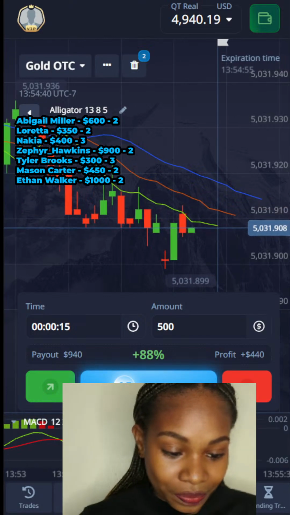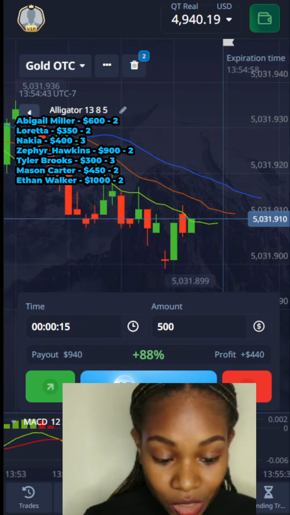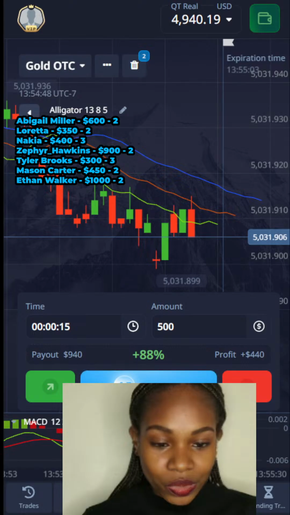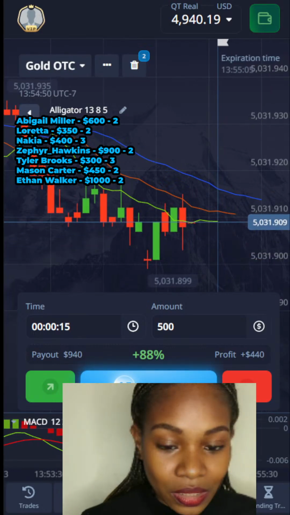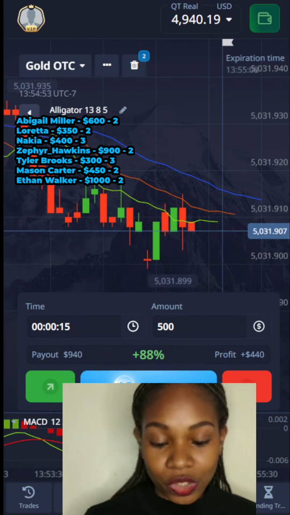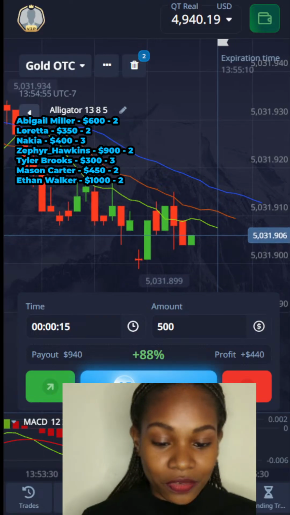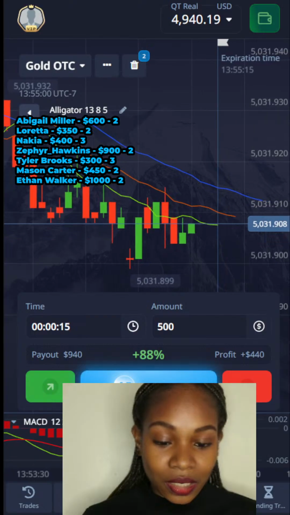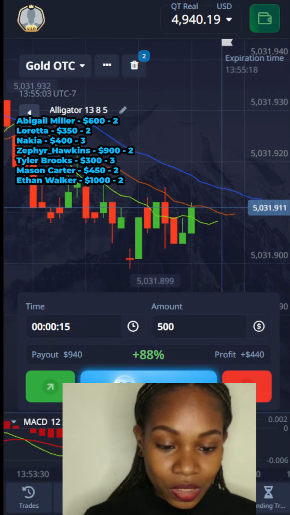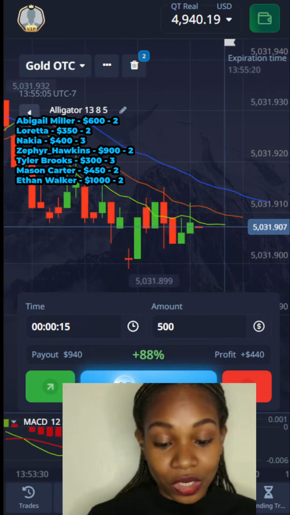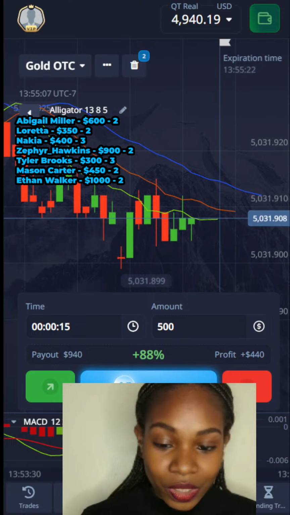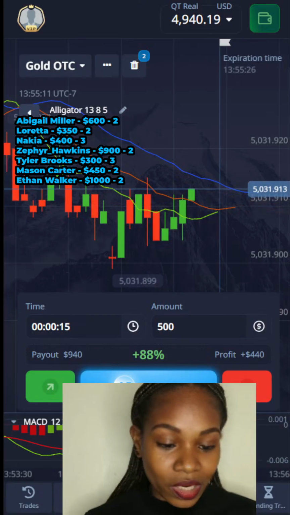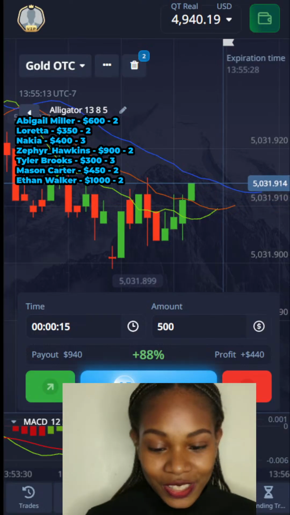Back to the donations. As I was trying to explain, the minimum amount that you can send in is 350 US dollars. That is the minimum. We started at a certain amount, but right now I'm at 350 US dollars.